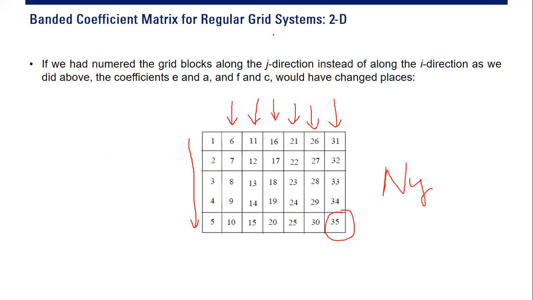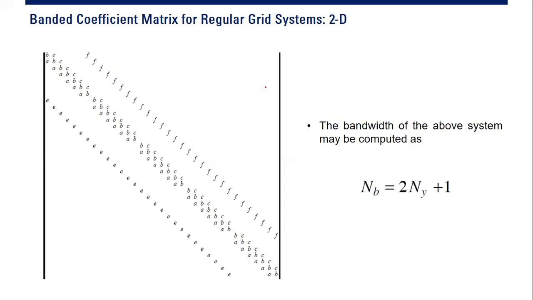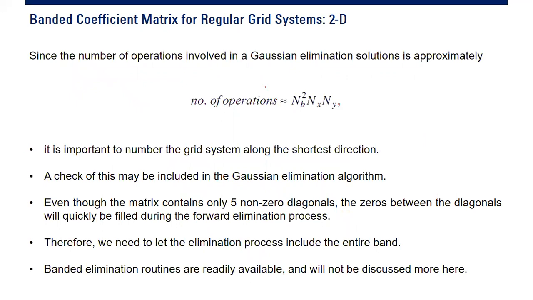And you know, if we do the numbering along J direction, the coefficients E and A and F and C would have changed places. That's for two-dimensional system. Okay, and since the number of operations involved in Gaussian elimination solutions is approximately NB squared, the bandwidth squared, multiplied by NX multiplied by NY, it is important to number the grid system along the shortest direction. Okay, because we want to reduce the bandwidth, and if we reduce the bandwidth, we will reduce the number of operations, and if we reduce the number of operations, we will have faster computation, okay? And smaller load for our computer.